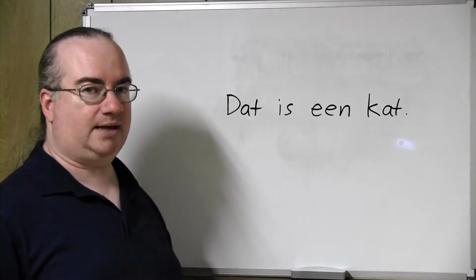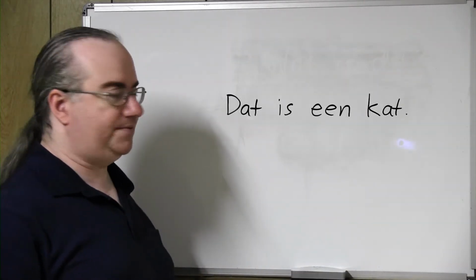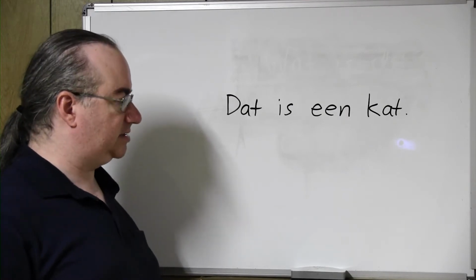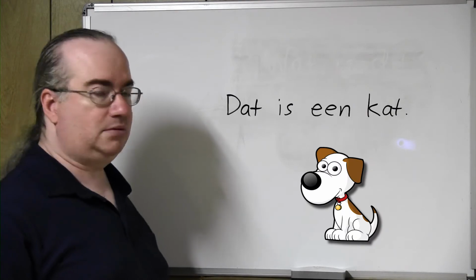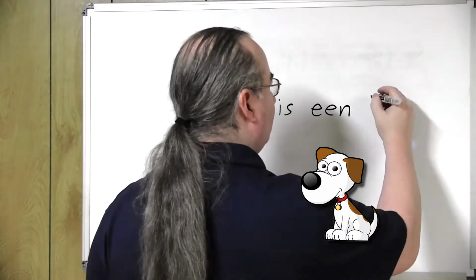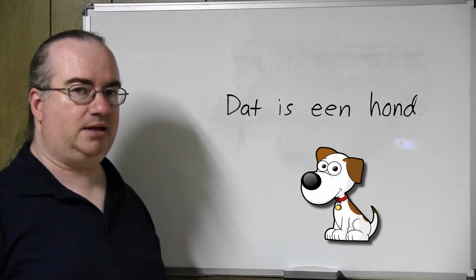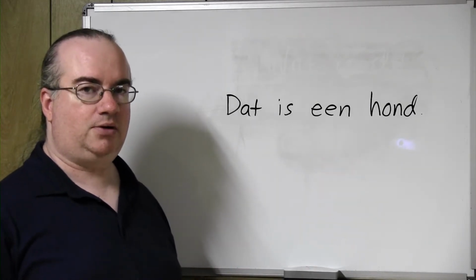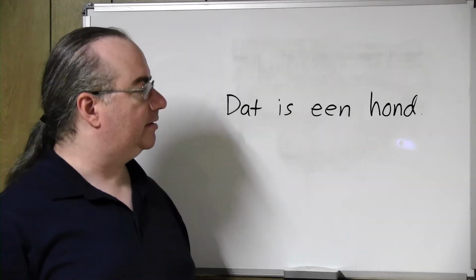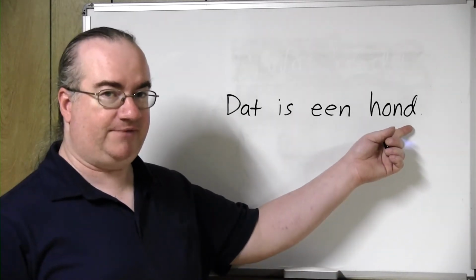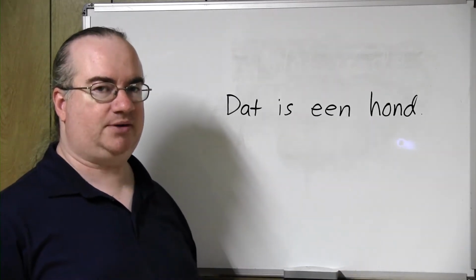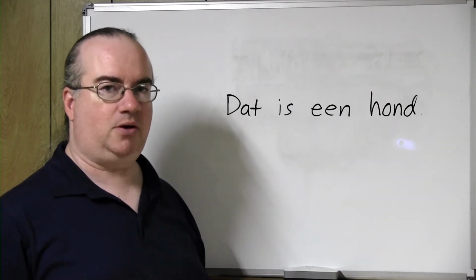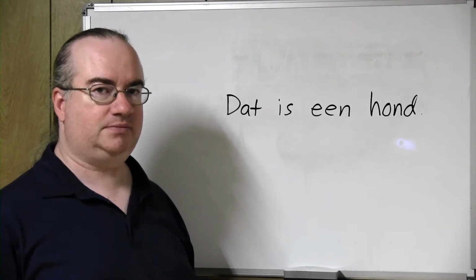Kat means cat. But if someone says, wat is dit? And I see this, then I would say, dat is een hond. Hond means dog. The D on the end of a word in Dutch is always pronounced as a T sound. So not hond, but hond.